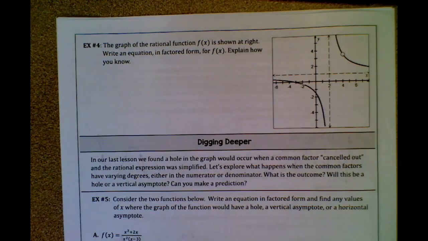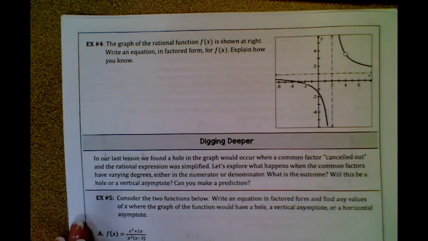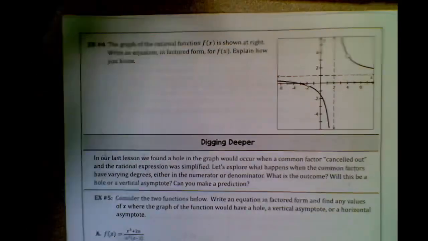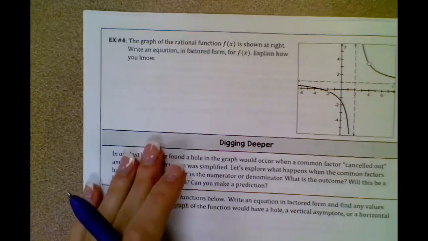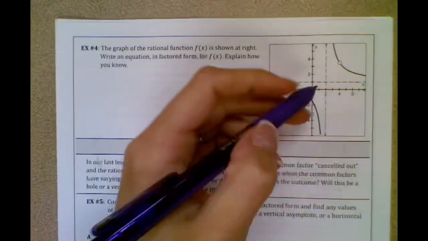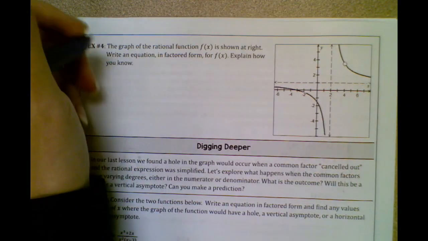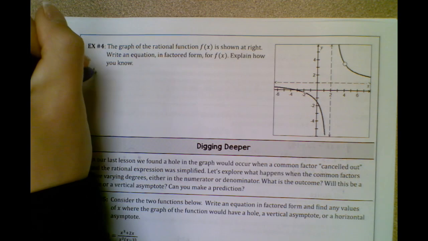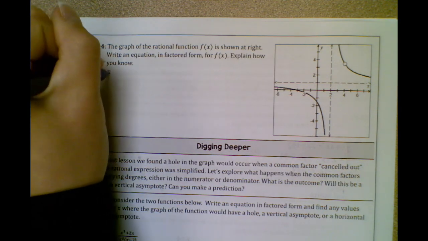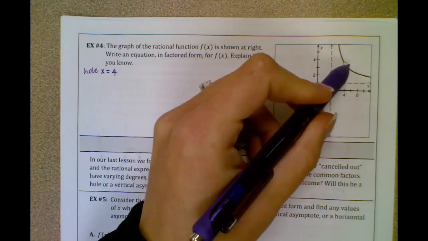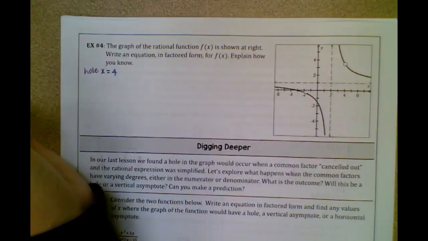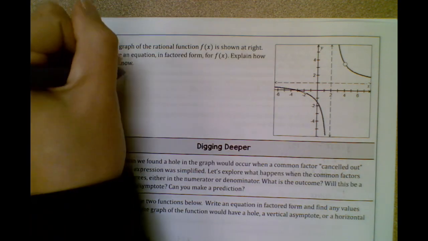Okay, number 4. It says the graph of a rational function f of x is shown at the right. Write an equation in factored form for f of x and explain how you know. So, let me make this so I can write a little better. I'm just going to write out some key features to help me. So I have a hole at x equals 4. And because I have a hole at x equals 4, that means I'm going to have a common factor in the numerator and denominator.